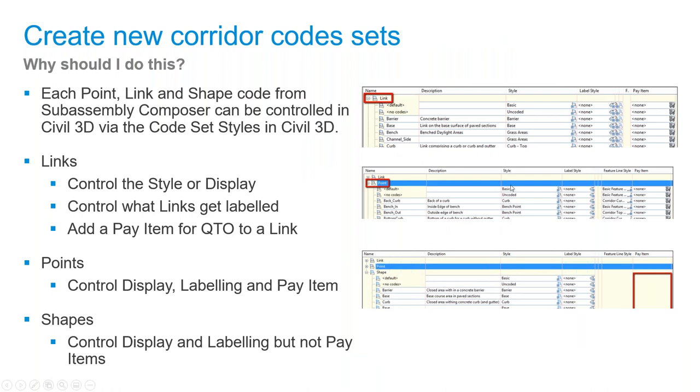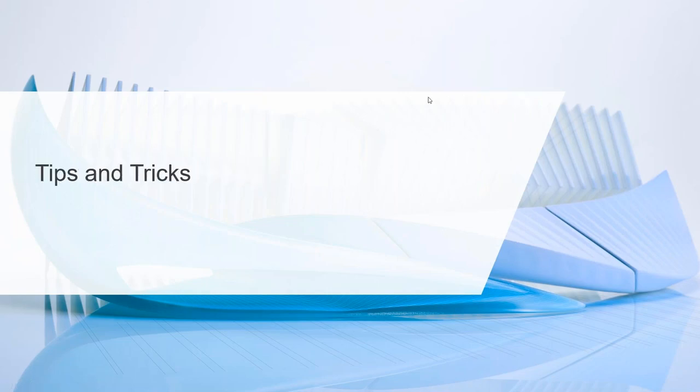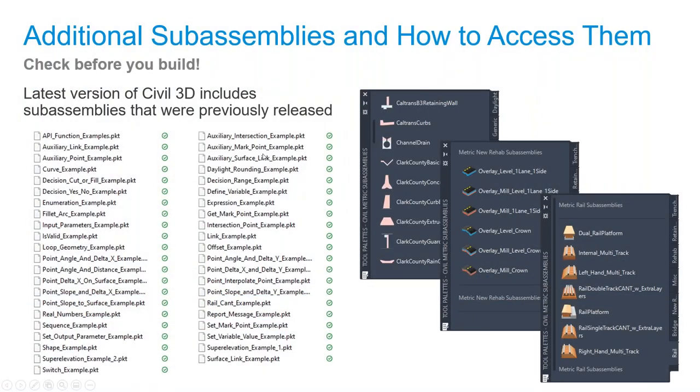Now, the other process that we didn't talk about was adding those code sets. You can inherit the individual code sets from the materials that you've assigned in your subassembly. You'll need to do that. And again, if you needed to update your subassembly, here's that process documented for you. You'll exit, remove that subassembly from your tool palette, exit Civil 3D, update your subassembly in Subassembly Composer, and then re-import that subassembly into Civil 3D. So it won't live update from a PKT file, I guess is what I'm trying to tell you. So I got that out of order too. I don't know how I got my slides out of order today, my apologies.